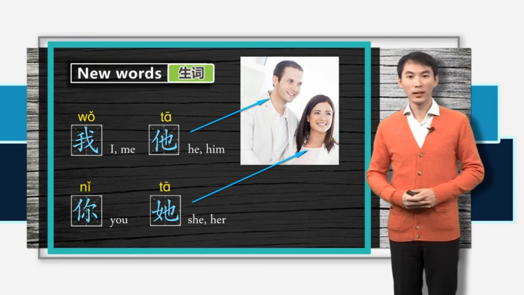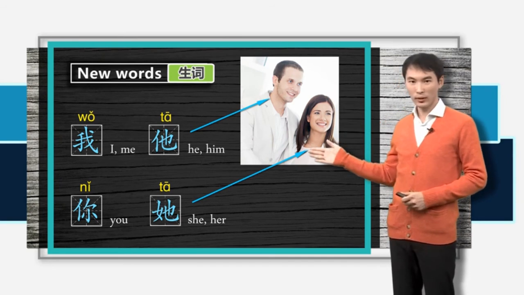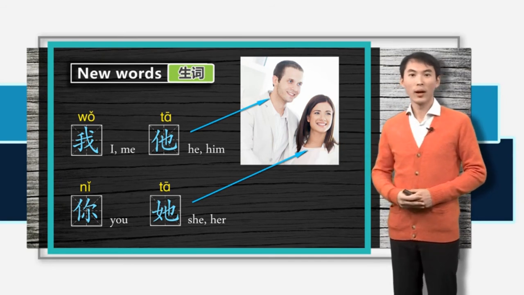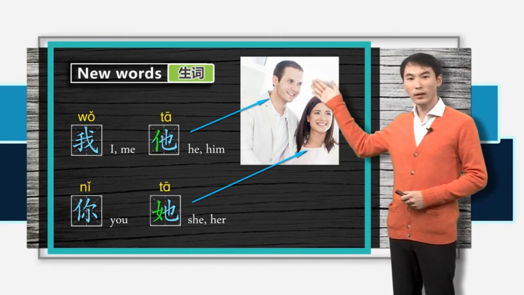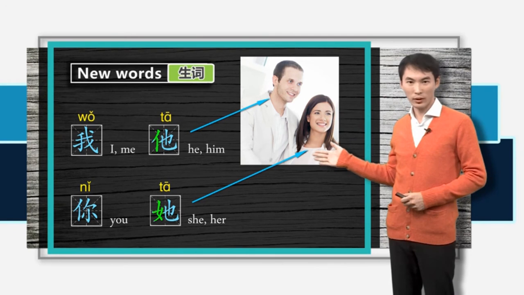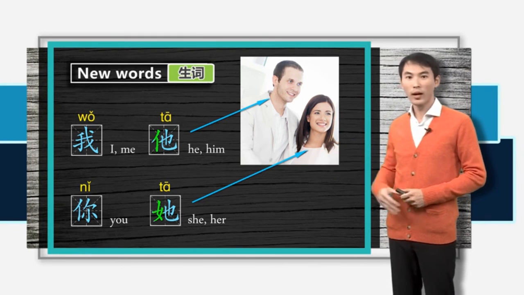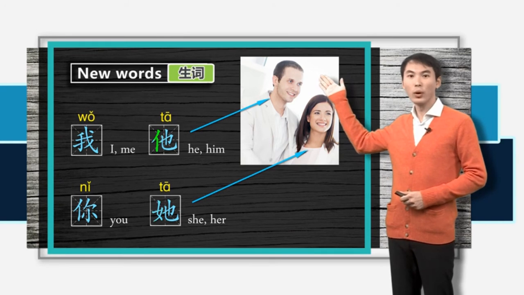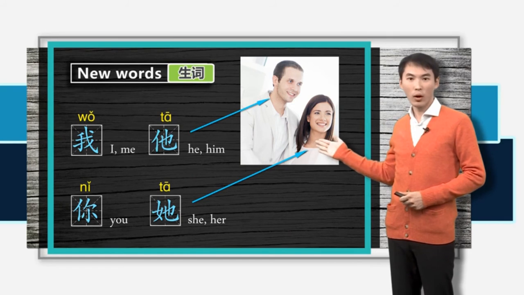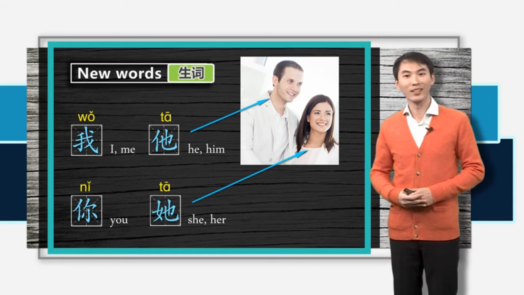Yes, you can see the pronunciation of these two words is the same, 他, 她, and the characters are also similar. But can you see the difference between them? Yes, the left parts of the characters are different. The left part of 他 is related to male, human, and the left part of 她 is related to female. Interesting, isn't it?